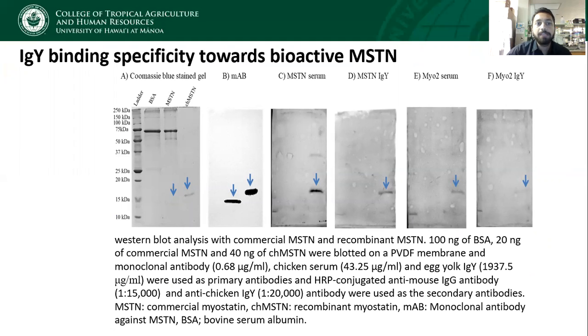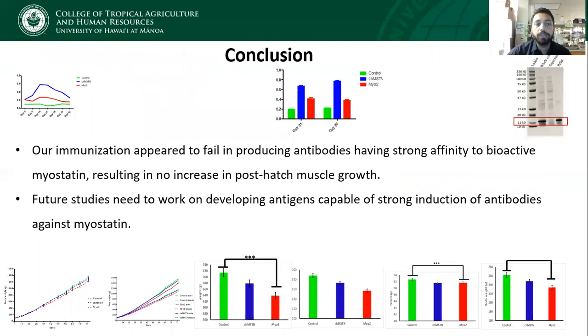As there was no change in growth performance of the recombinant myostatin group of birds, we examined the binding specificity of IgY from serum and egg yolk towards the bioactive myostatin through Western blot analysis. The Western blot analysis result shows that the IgY from serum and egg yolk have minimum affinity towards bioactive myostatin. So at last, we concluded that our immunization appears to fail in producing antibody having strong affinity to bioactive myostatin, resulting in no change in growth performance of the recombinant myostatin immunized birds.